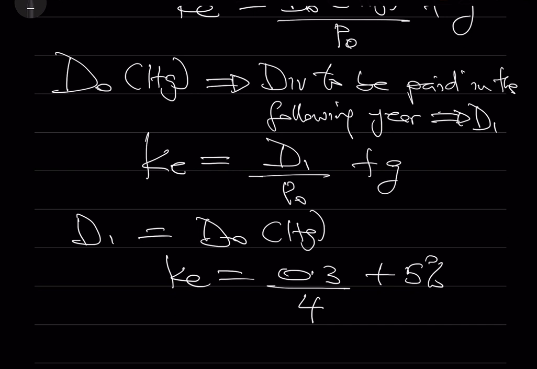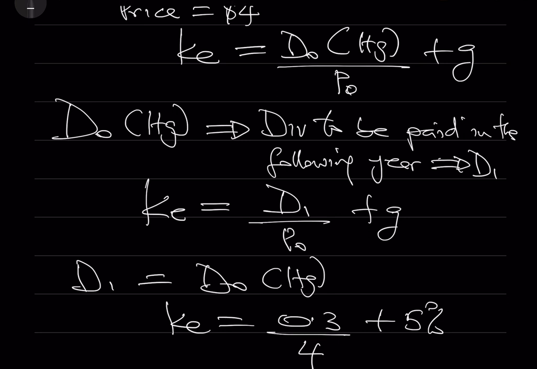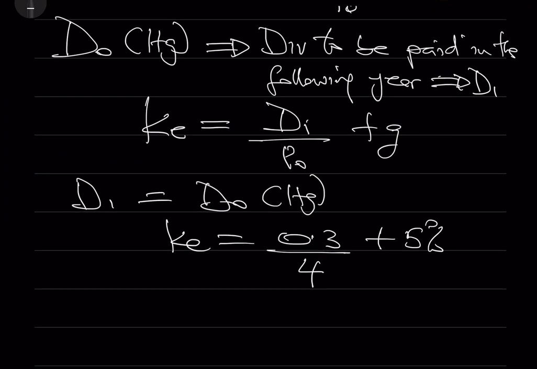I hope I've not done any magic. Just pause for you to absorb that. So what I'm saying is D1 just means the dividend to be paid in the following year, and that is the same thing as D naught into bracket 1 plus G. And you're still going to have your 12.5%.